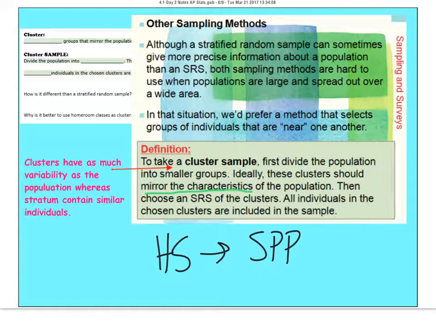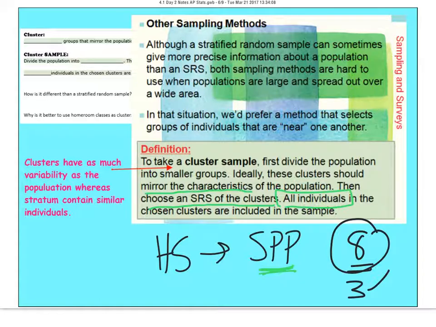So what I would do then is you would choose an SRS of the clusters. So you would randomly select which study halls we should focus on. And you look at all the individuals in that cluster and you sample every single one of them. So what you do in the cluster method is you pick which clusters to actually survey, and you survey everyone in them. Now, let's say we have our 8 study halls in one day as our population, and we randomly select 3 of those. We would survey everyone in all 3 of those clusters, those 3 study halls, and accumulate all of their results and look at that as our sample.